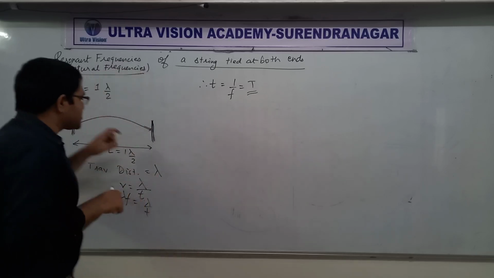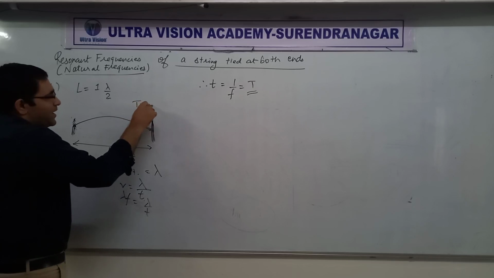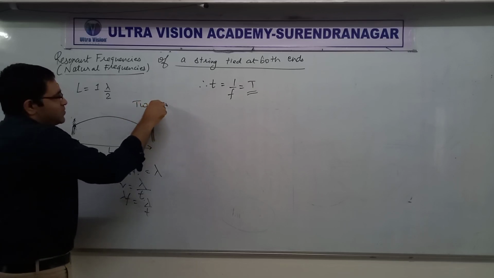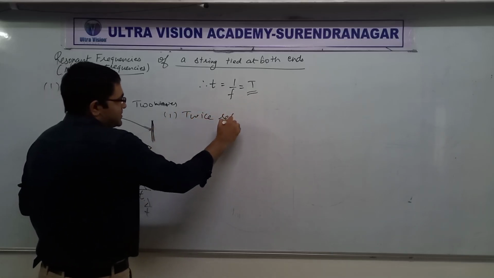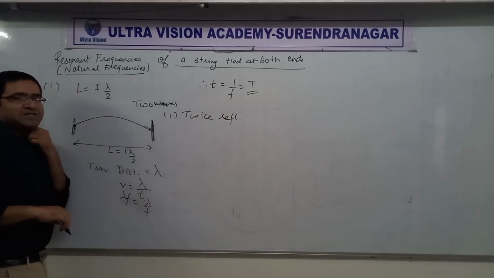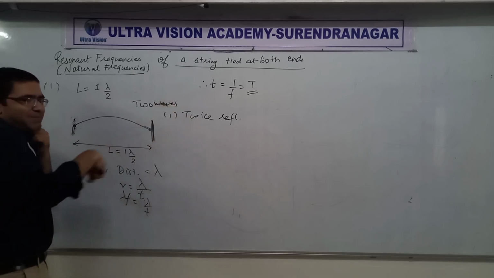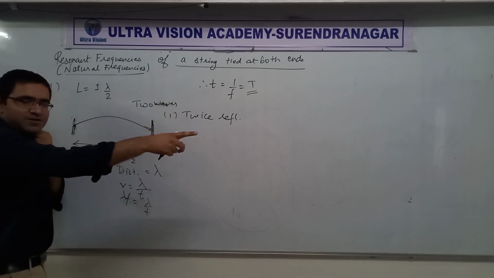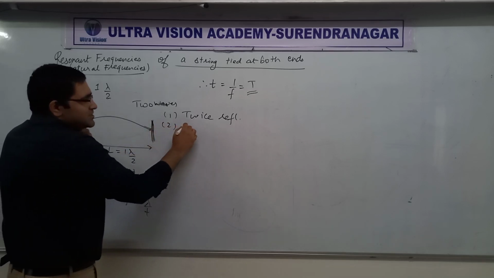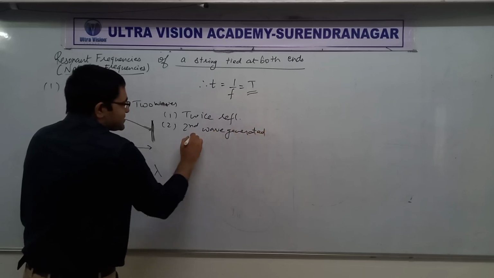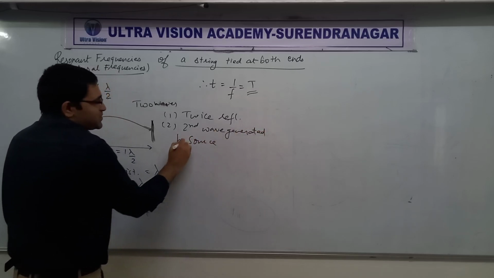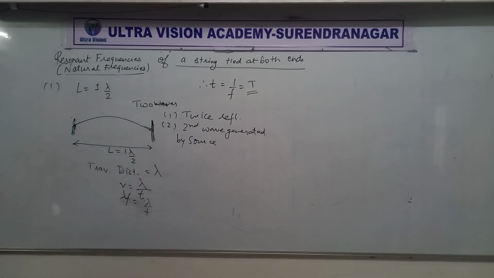So now on this string there are going to be two waves. Why two waves? One is the twice reflected wave. You understand what I am saying? Which one? The one that came back and is now going back. And the second is the second wave generated by the source. So now these two waves will add with each other.